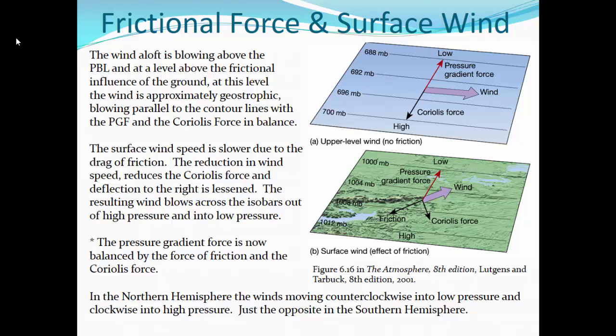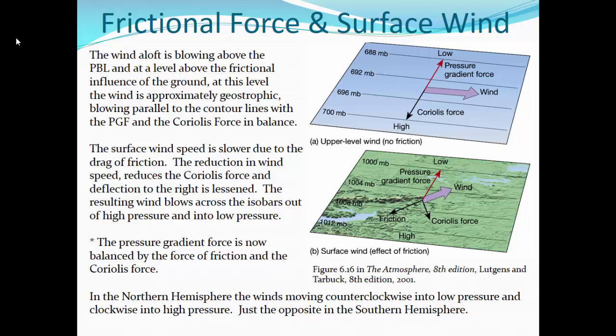Down at the surface, the pressure gradient force is the same, but the force of friction has slowed the air. The slower moving air means the Coriolis force is shorter. Both of those arrows are shorter than what's happening aloft. The purple arrow and the Coriolis arrow, both shorter, which means the wind is not deflected as far to the right and actually moves out of high pressure into low pressure.